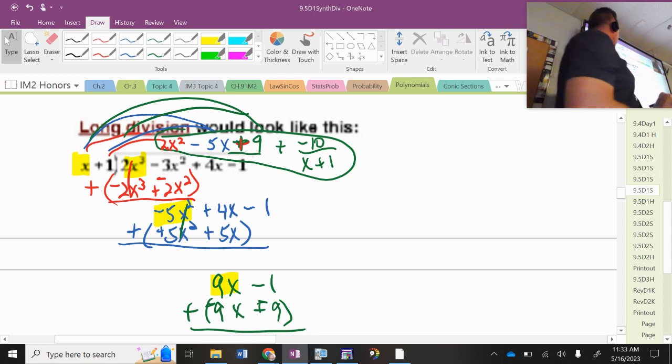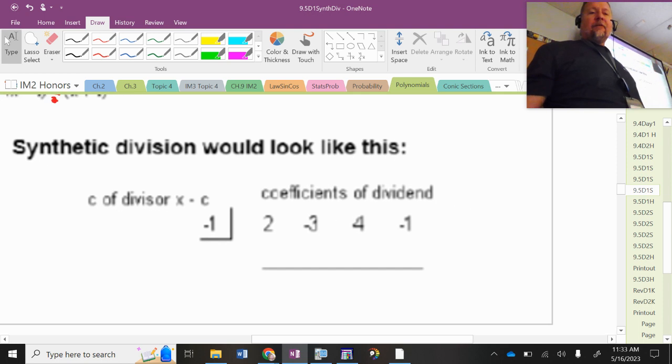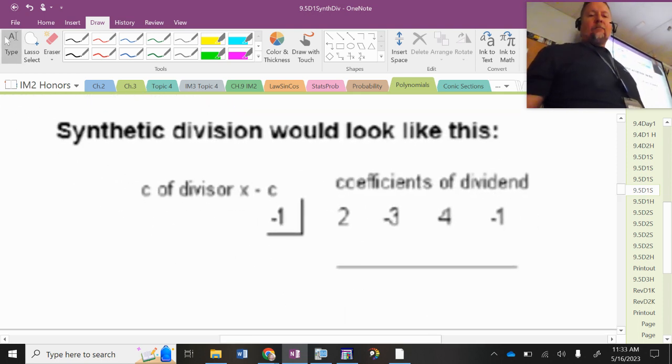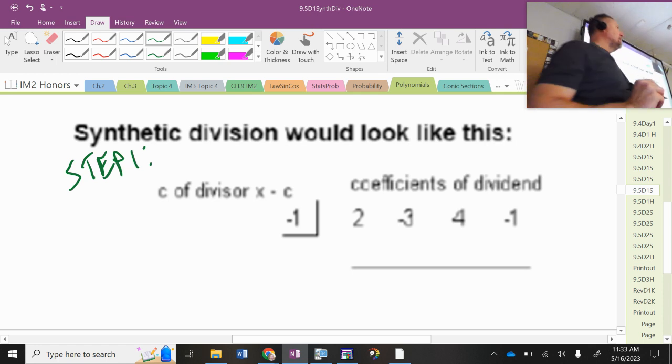I'm going to do this through a new process called synthetic division. So here's the first step, and he does have this stepped out. So I guess this would be step one. Step one is the setup.